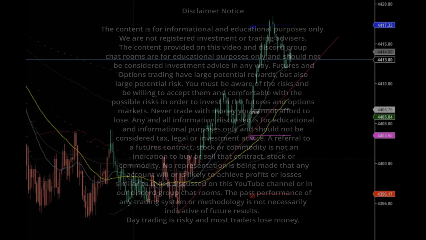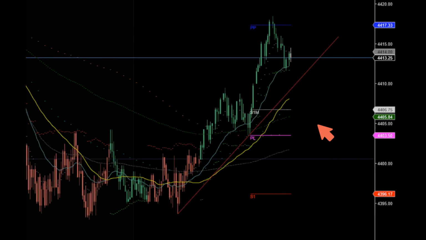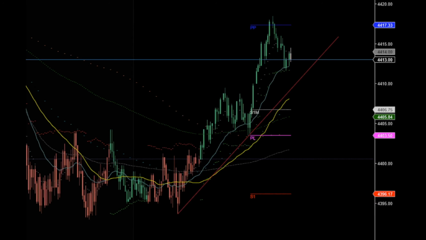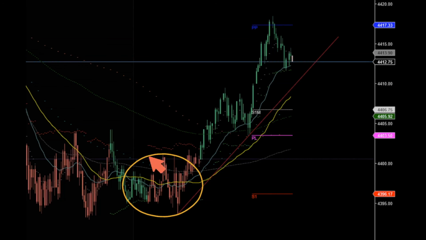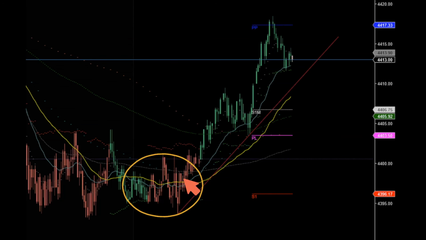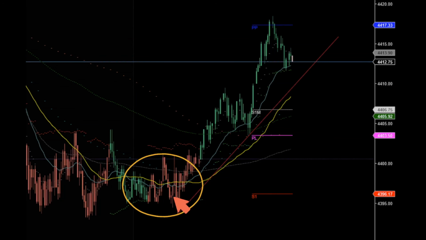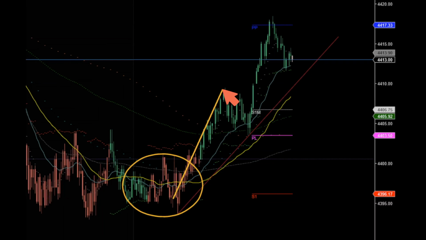Futures trader here. What we are looking at here is an ES 2000 tick chart. After the market opened, we've seen that the price went sideways in a choppy area here. And after this chop finished, the price went above the VWAP and the moving averages. This is the VWAP level here and the moving averages here.